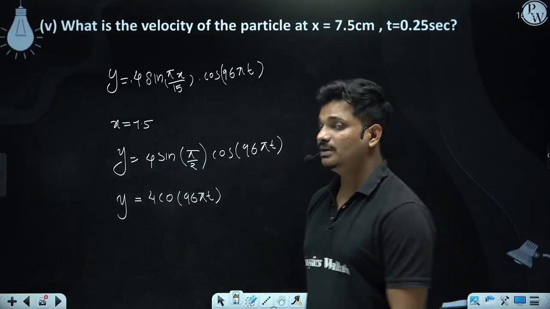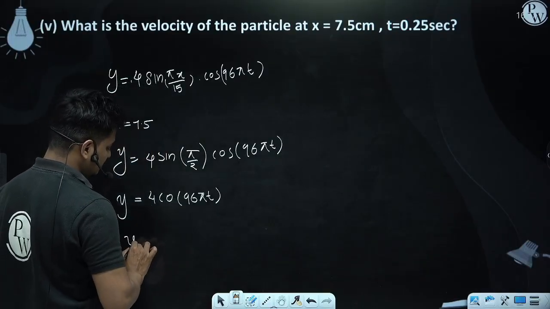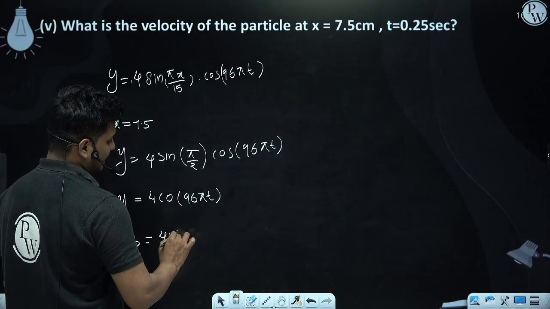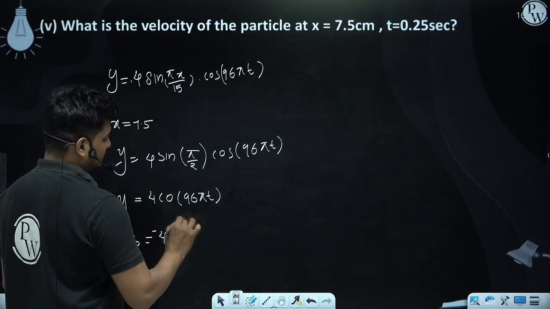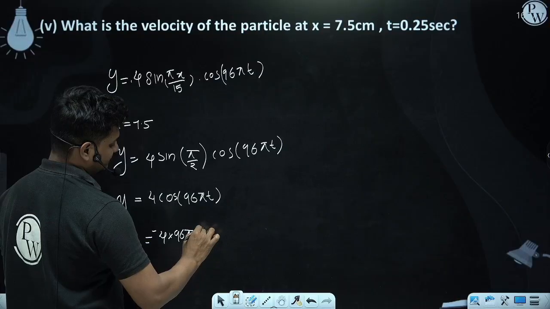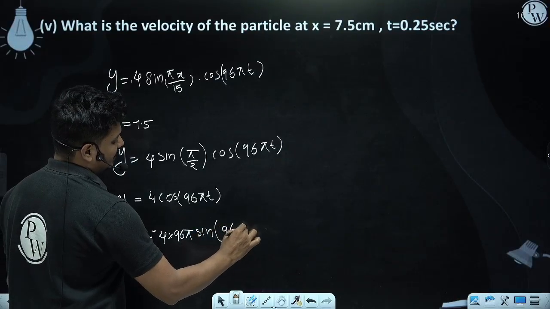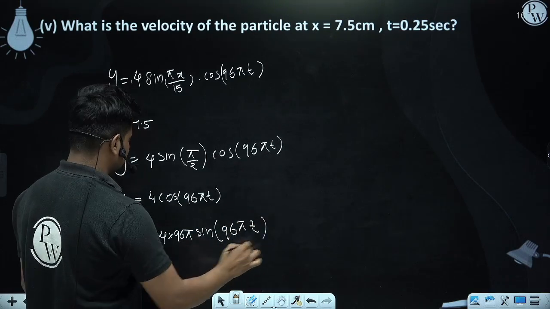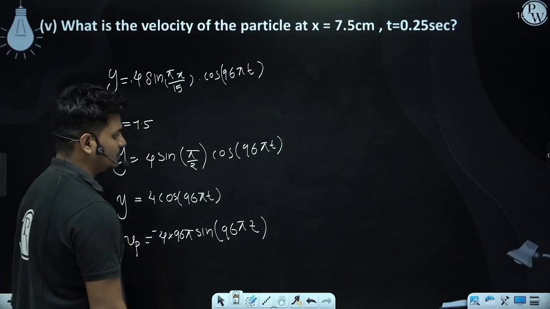So what do we have to find? We have to find velocity at time. Just differentiate this one, so we get the velocity of the particle. What is that? 4 into 96 pi t, negative, so cos becomes sine, 96 pi into t. This is the general expression for velocity.